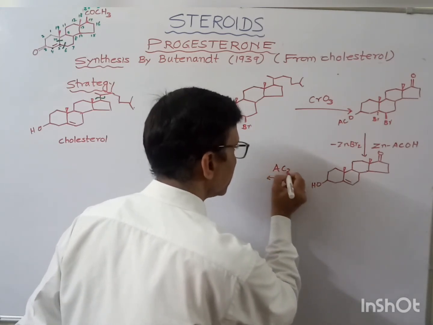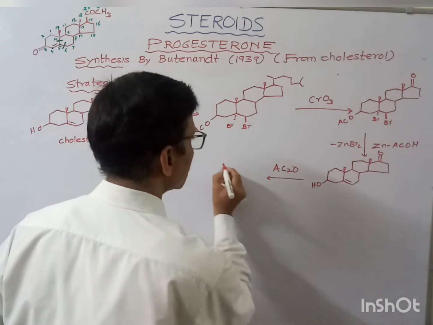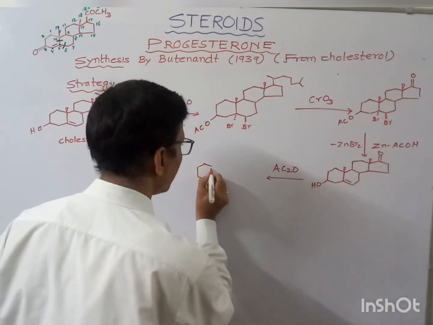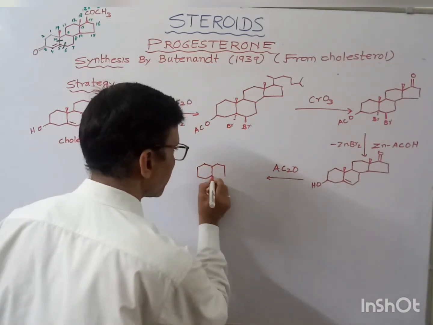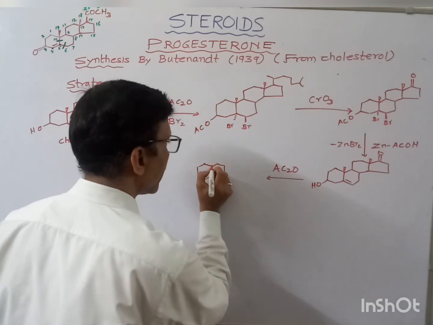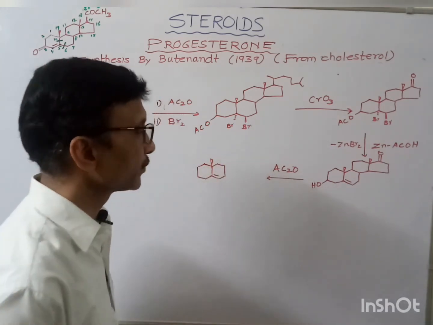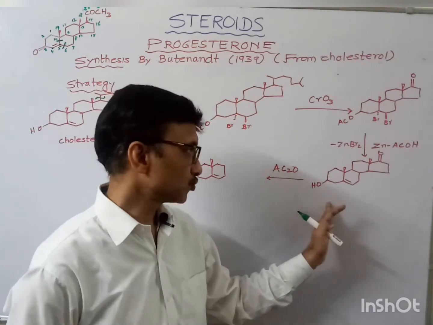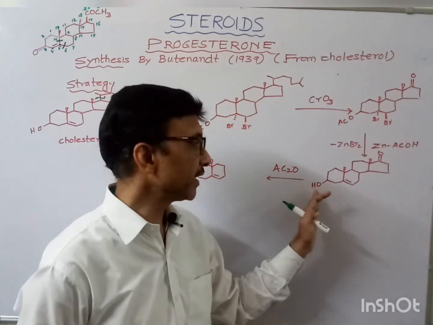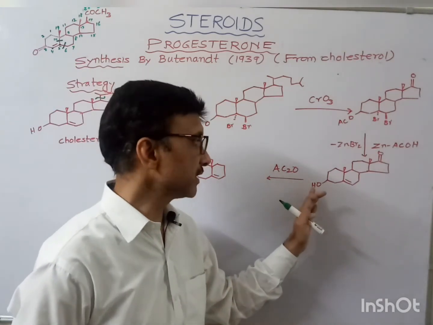So now again it should be protected. After this protection, we will have the OAC again, because we have to treat it with the Grignard reagent. The Grignard reagent may do an acid-base reaction with this acidic OH.